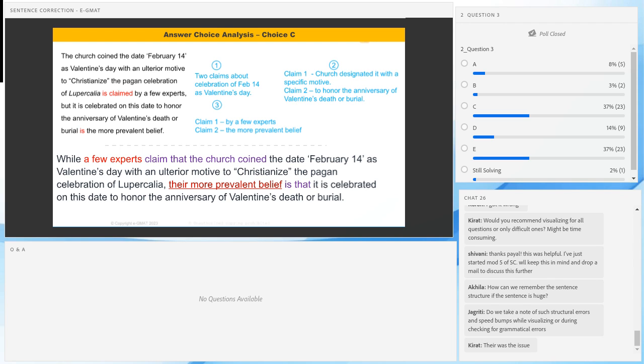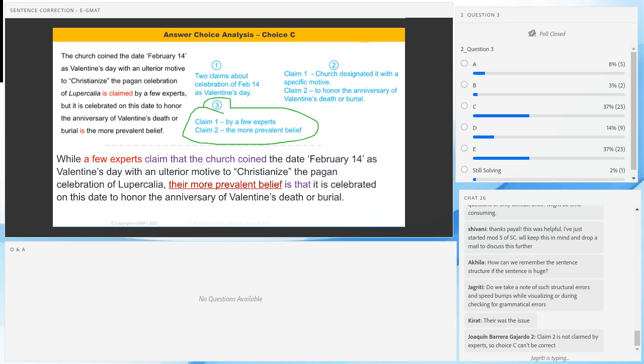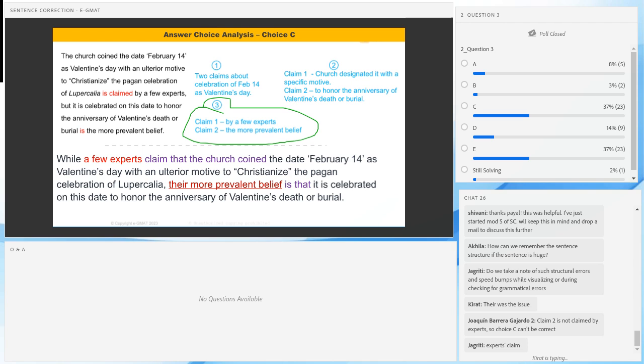"While a few experts claim that the church point, everything else is fine, their more prevalent belief is..." Why is there an issue, Kirat? Because it's actually not implementing this part over here. Claim 2 is not claimed by experts. Absolutely, Joaquin. Absolutely. Yeah, Jagriti. See, that's the beauty of getting the meaning.